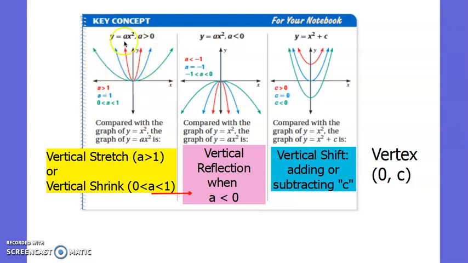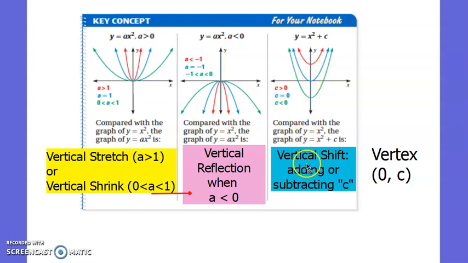All of those graphs could also be kind of flipped over, or what we call vertically reflected, if a is negative, it's less than 0. So again, the green line would be something a lot like y equals -1/2 x squared. Again, the blue line would be a simple negative x squared. And the red line might be something more like -2 or -3 x squared.